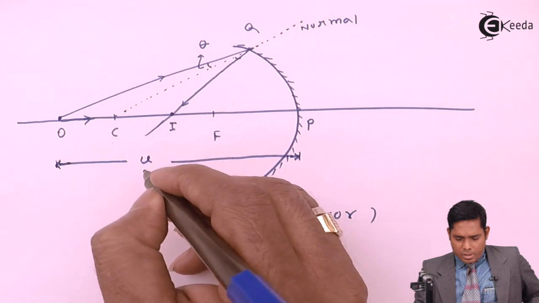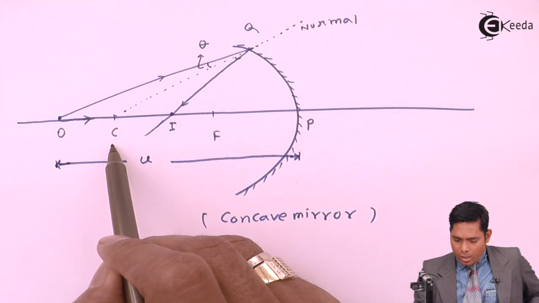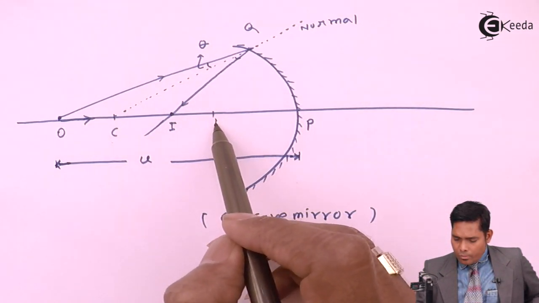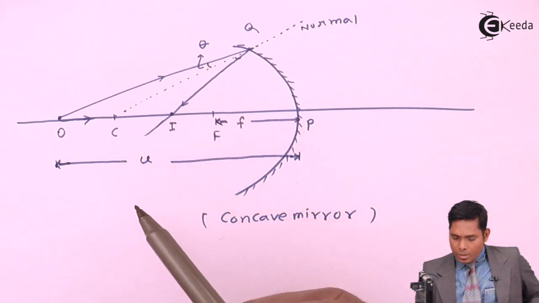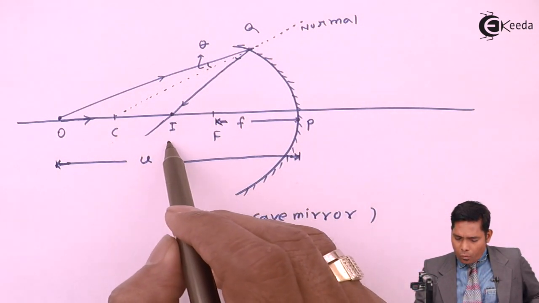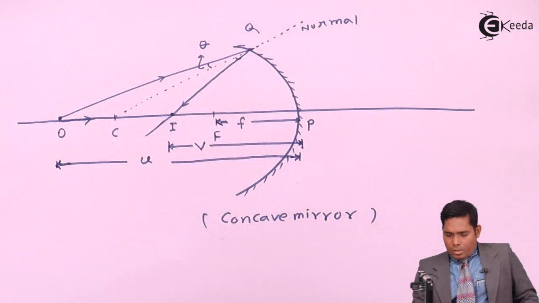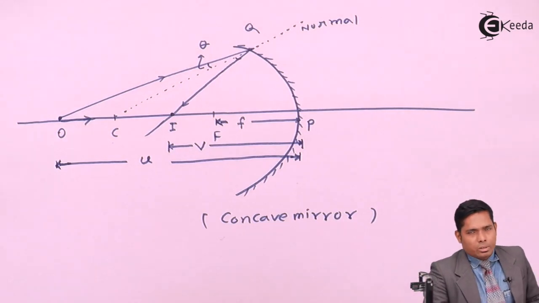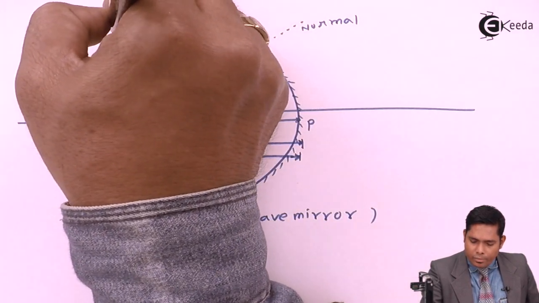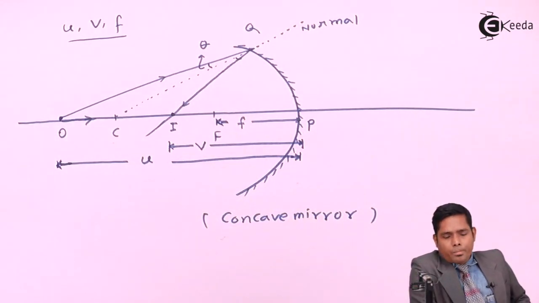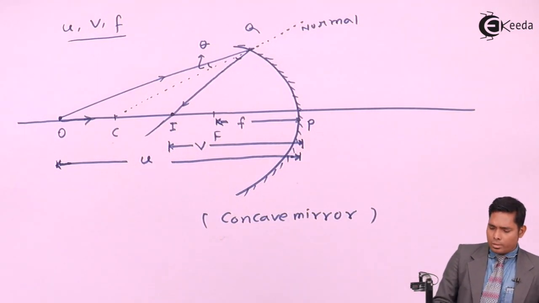So it is u, obviously it is negative, okay, and this is r. This distance is f, the focal length of the mirror. And the image is formed somewhere here. This is known as v, the final image. So basically, in the mirror equation, you have to derive the relationship between u, v, and f. The relation among u, v, and f is called the mirror formula.